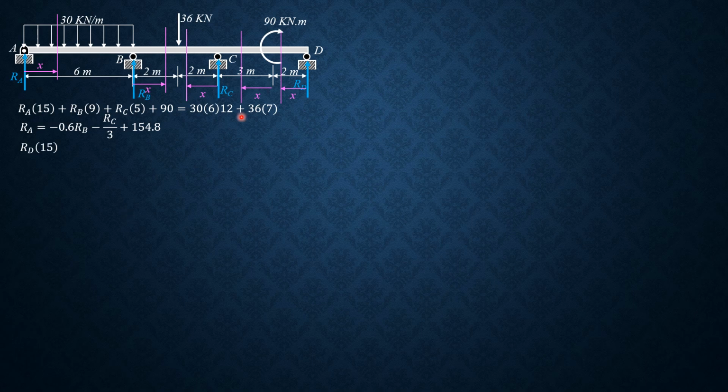Then RD times 15 plus RB times 6 plus RC times 10 equals 90 plus 30 times 6 times 3 plus 36 times 8.